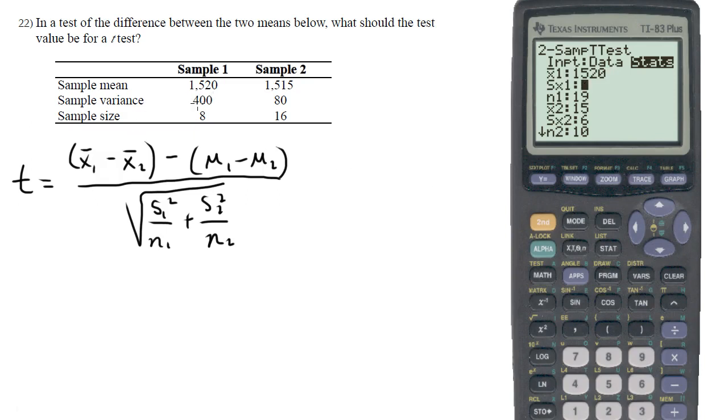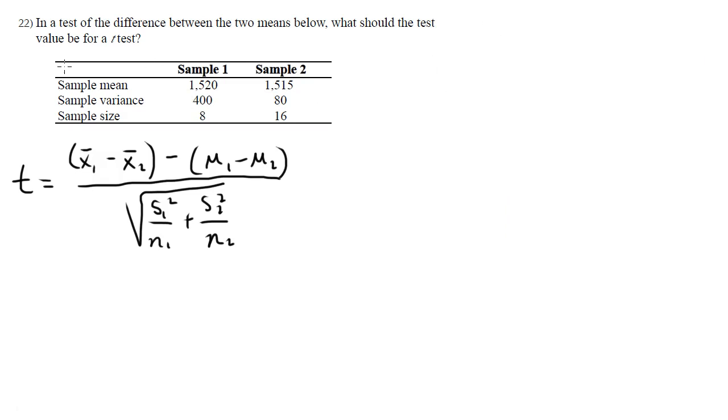The sample variance, whoa, they give us the variance. Now, if you remember the relationship between the variance and the standard deviation, the variance is S squared, which is 400. So S is just the square root of that, which is 20. But the formula asks us for S squared. The formula actually uses the variance in here. The variance is the standard deviation squared.